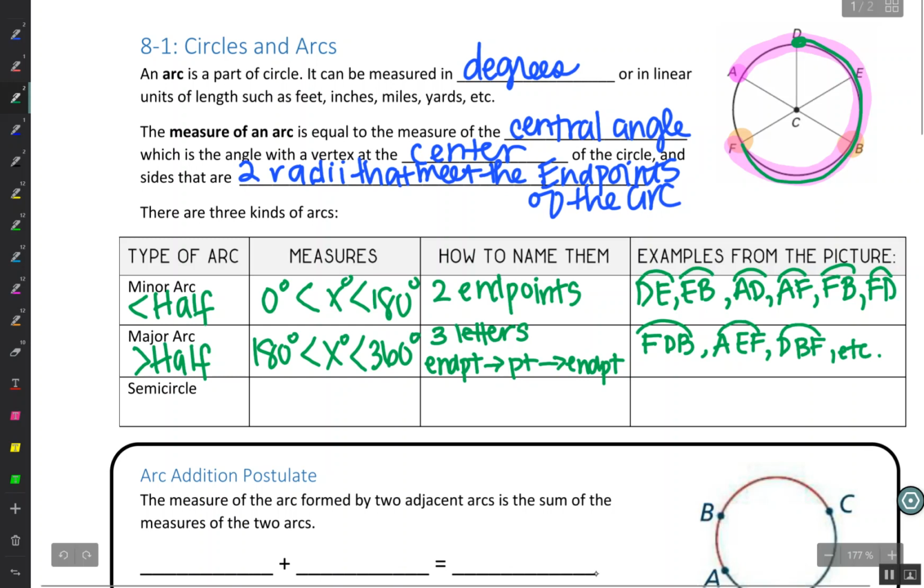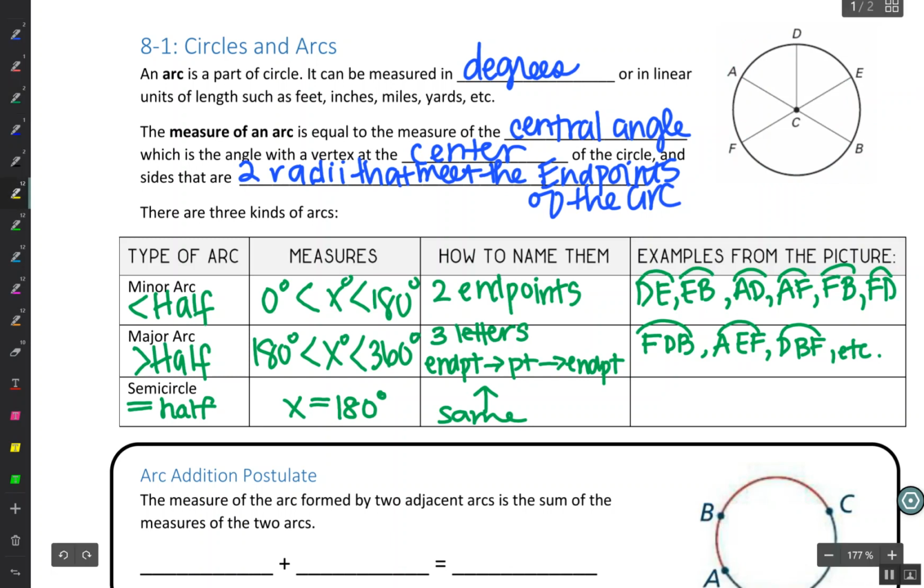Okay, a semicircle is half of a circle, so it's exactly half. So it's exactly 180 degrees. And we're gonna need three letters in the same manner. So the same as a major arc is how we're gonna name it, because even though it doesn't matter which half you use, it's gonna give you the same measurement either way. We do want to have a way of describing which half. So if I'm gonna do this half, what I'm looking for is a diameter. You should see a diameter to get a semicircle because that's gonna cut the circle in half. So if I'm talking about that one, I could call it FBE.